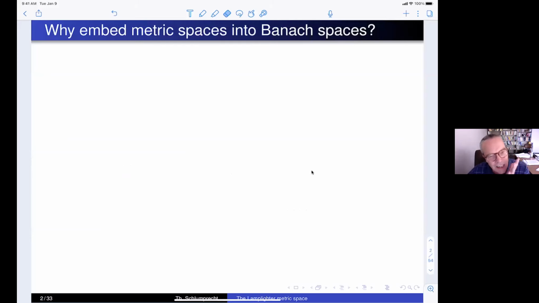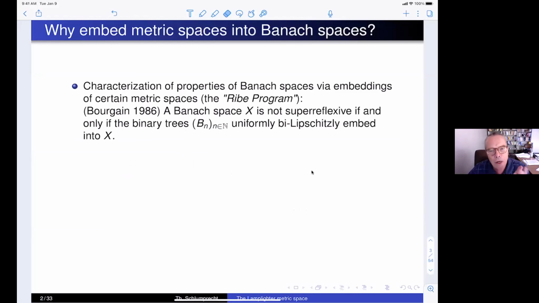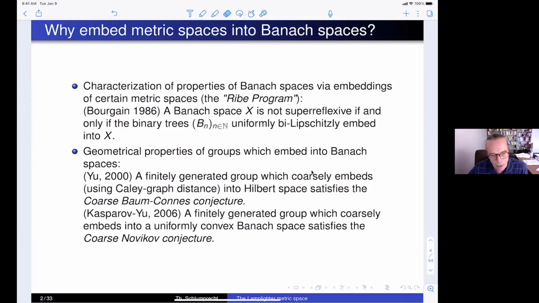And let me first give a couple of reasons why we want to embed metric spaces into Banach spaces. There are a couple of reasons. One of them is, for example, the Ribe program, generated by Bourgain, who characterized the non-super-reflexivity of a Banach space by embedding uniformly, or by Lipschitz, binary trees. In connection to the Baum-Connes conjecture or the Novikov conjecture is also interesting.